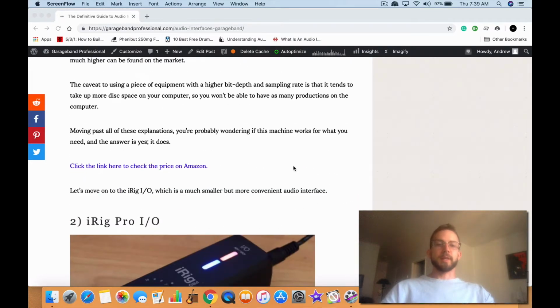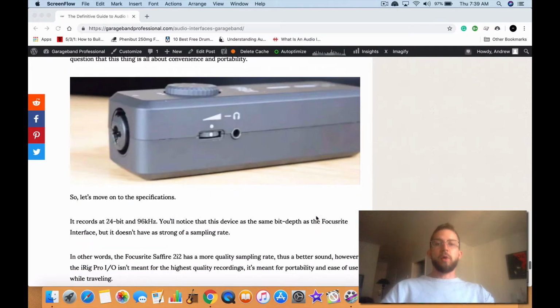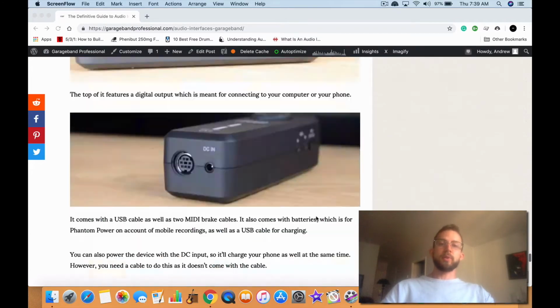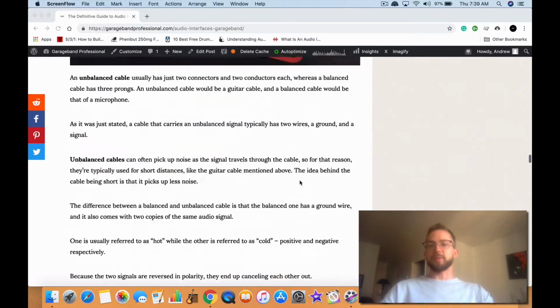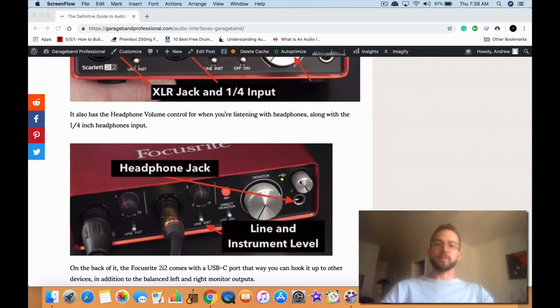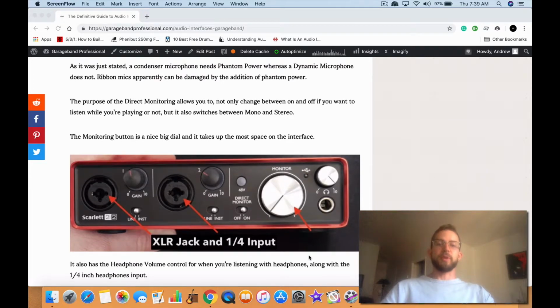Let's move on to the next thing. And you know what? That's pretty much it. I hope this was able to illustrate some of these confusing concepts. But this is where you put your guitar cable and your microphone cable. These jacks right here. That's obviously for your headphones.